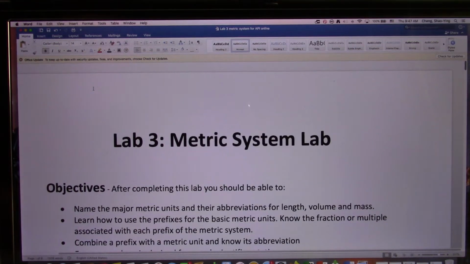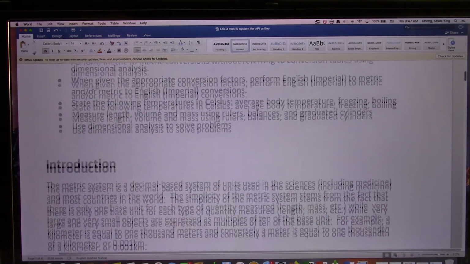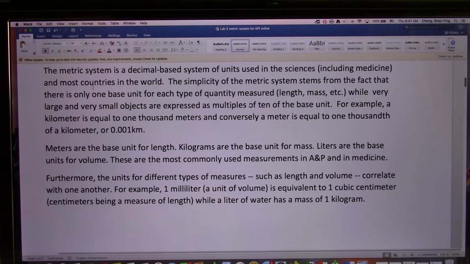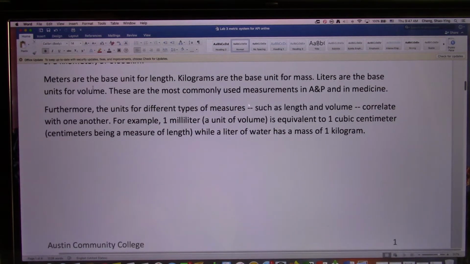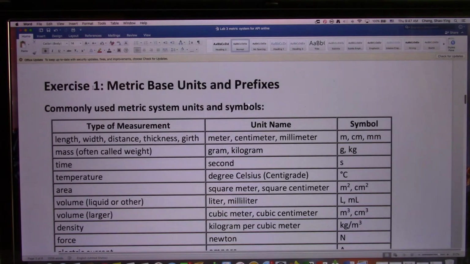We're in the Lab 3 Matrix System Lab. In this lab, you're going to learn 4 different activities. So the matrix system is a pretty well known and used system in most of the world. It's just in America we use a different system. So the first activity is you need to know the metric base unit.